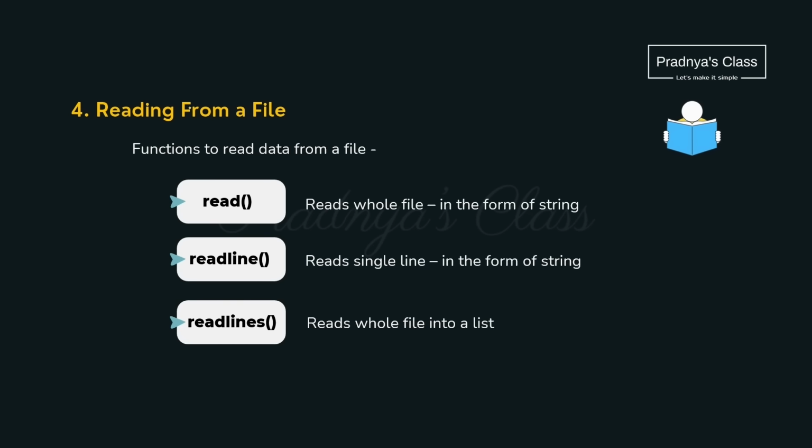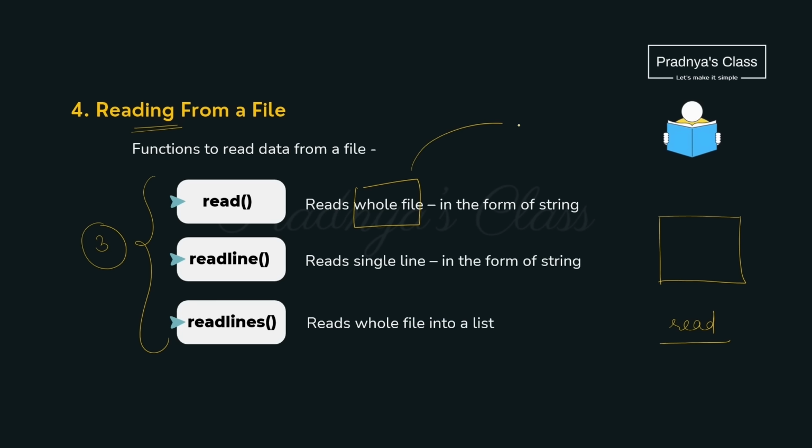Alright, now we are moving ahead to the important topic, how to read data from the file. Once we have written data to the file, we are not opening the file and checking the data. We will be writing a program for reading the file. For that we have three different options. The first is the read function. It reads the whole file but in the form of a string. Using the readline function we can read a single line, that too in the form of a string. But the readlines function reads the whole file in the form of a list. Please make a note of it.